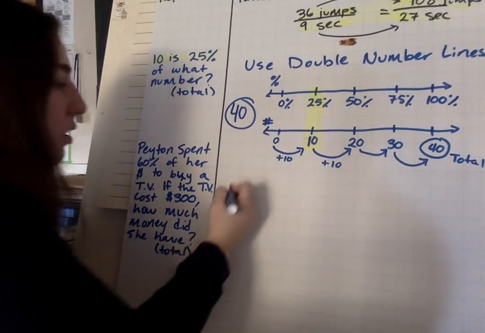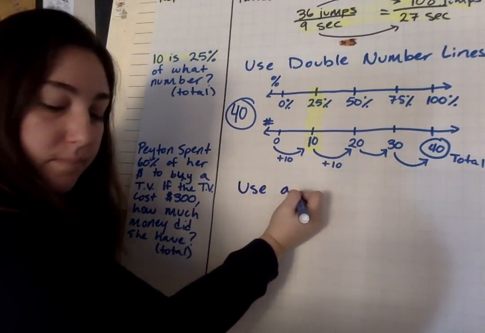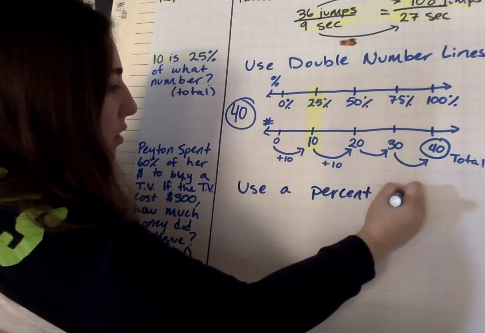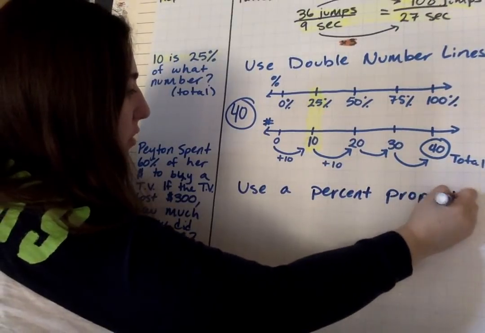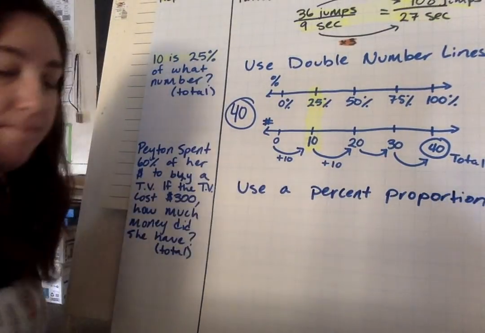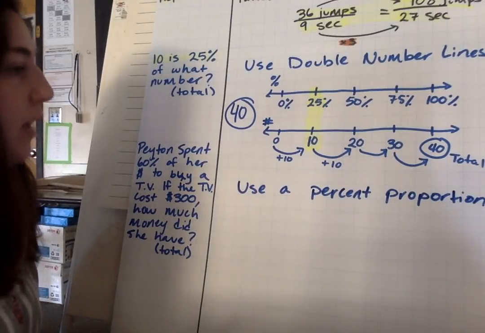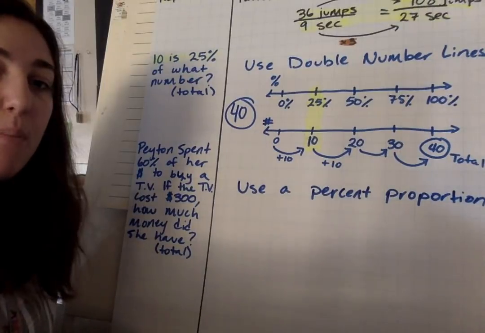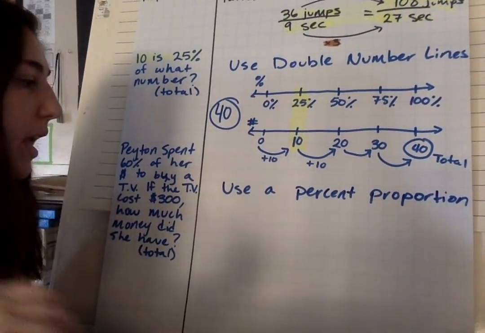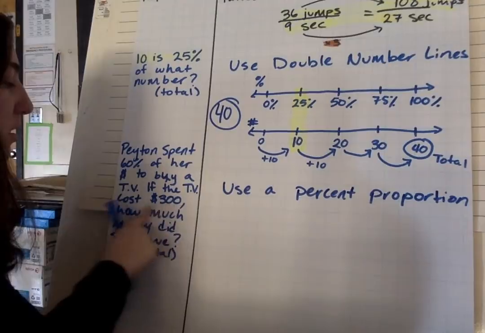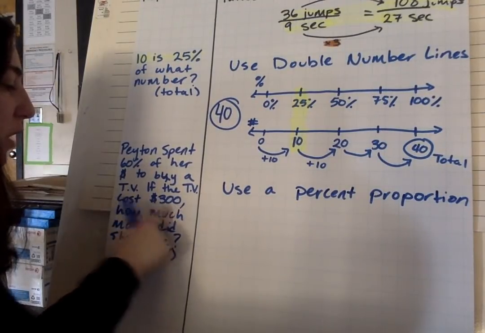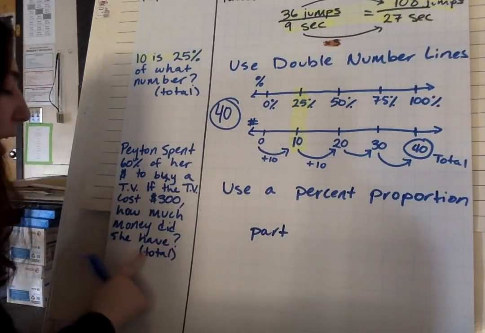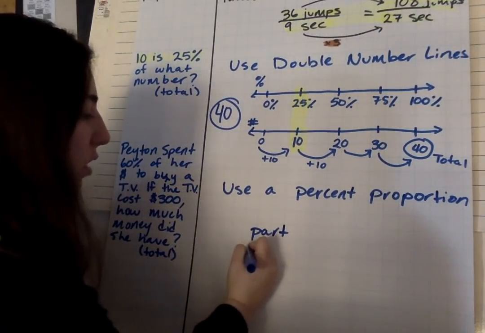So, use a percent proportion. And when we're using a percent proportion, like in many problems, we have a part and we have a whole. Okay, so we know that the cost of the TV, which is $300, is the part, and we want to find the total. Okay, so that's going to be the whole.